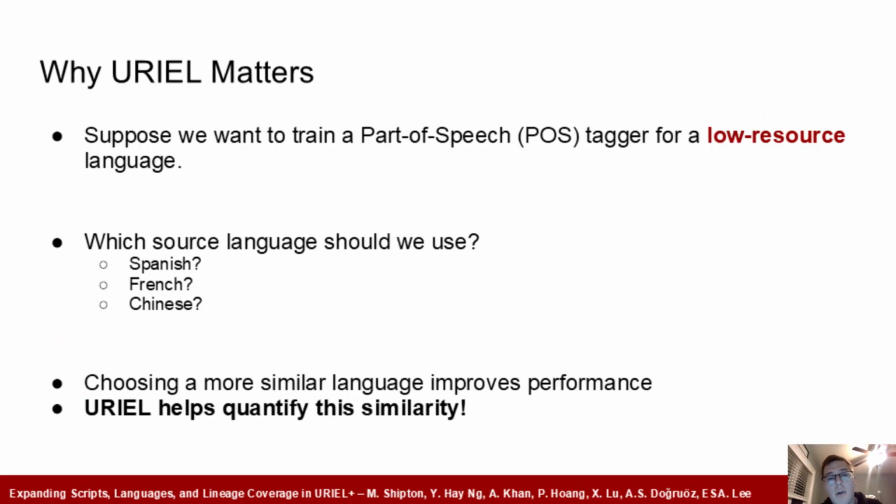So why does this matter in practice? Suppose we want to train a part of speech tagger for a low resource language. A common approach is to transfer from a high resource language, but the question is, which one? If we choose a language that is more similar, we typically get better performance. URIEL and URIEL+ help us quantify the similarity in a principled way, rather than relying on intuition. And this is especially important when working with low resource or underrepresented languages.